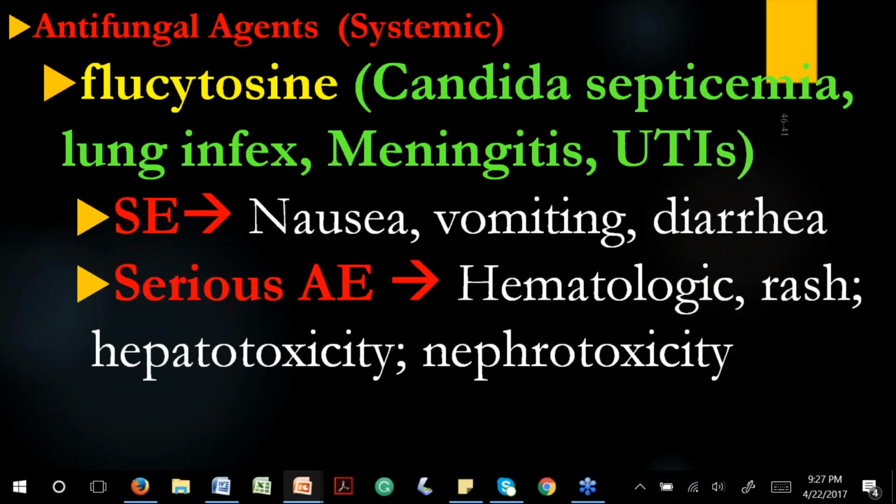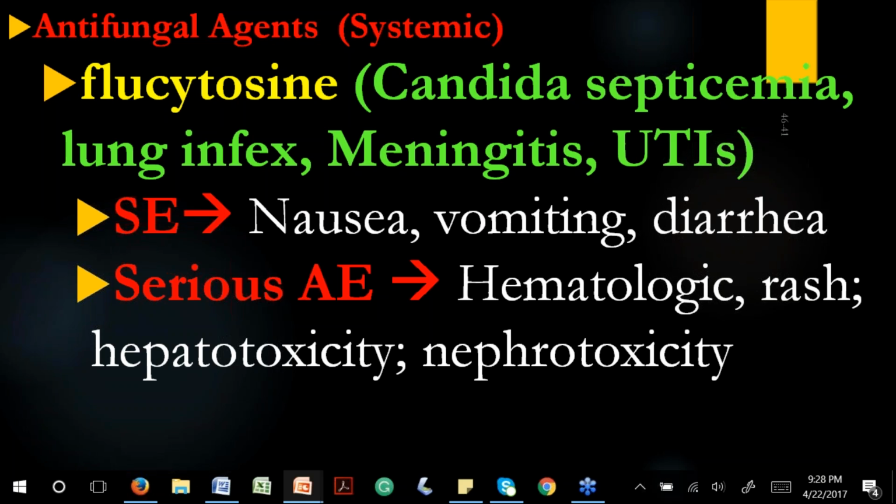The antifungal flucytosine is another group, not the azole group. It is used for Candida septicemia. Candida albicans septicemia means that the fungus is going to spread out in any of the systems. The favorite for Candida albicans is going to be the lungs, second the kidneys, third the brain. Those are very life-threatening problems, especially in patients who have some immune suppression like HIV.